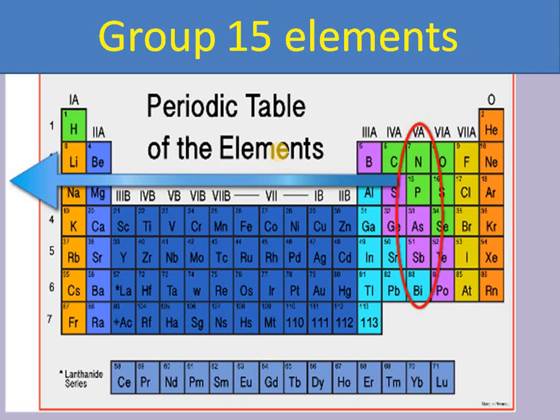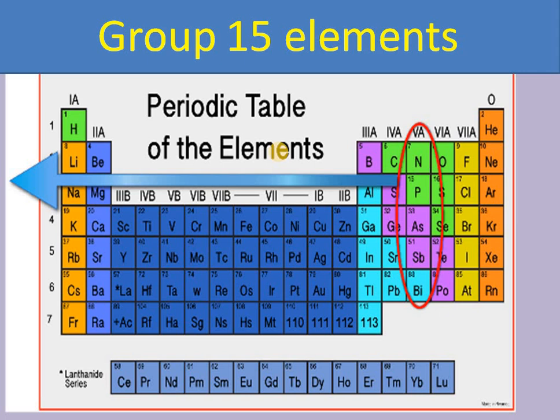So what you have to do? First, you have to remember the group 15 elements: nitrogen, phosphorus, arsenic, antimony, bismuth. This way, these three and two, you have to remember: nitrogen, phosphorus, arsenic, antimony, bismuth. When you repeat it 3 or 5 times, it will stay in your memory.